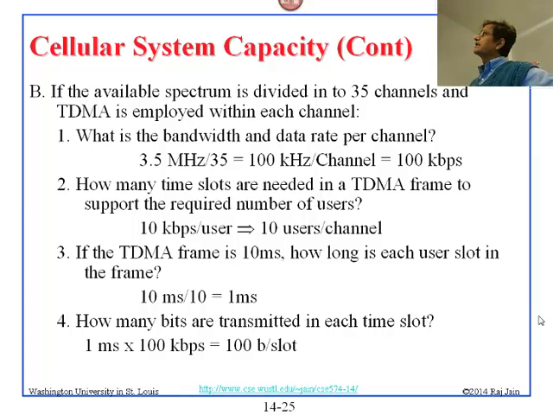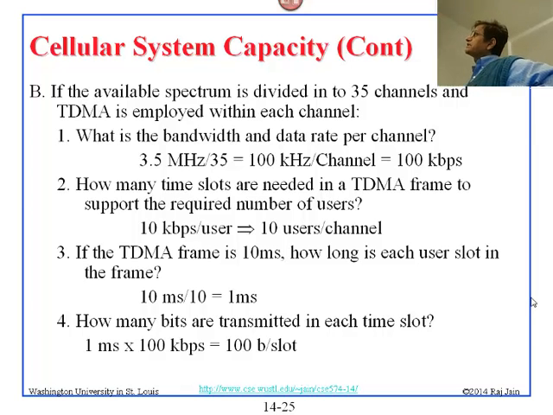using everything the same. How many time slots are needed to support the required number of users? Now we need 100 kilobits per user, and each channel is 100 kilobits. So we can put 10 users per channel. So remember, we had 8 slots in GSM. In this network that we are designing here, we have 10 slots.